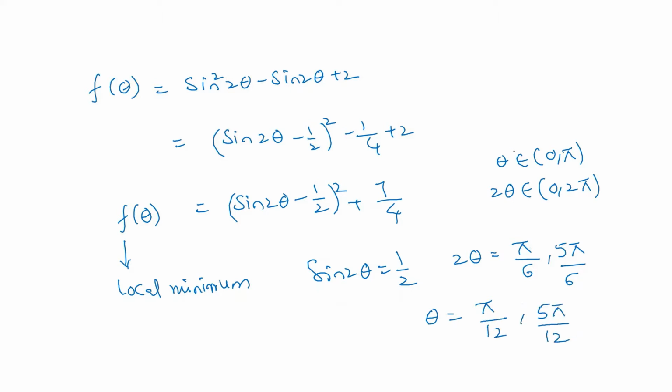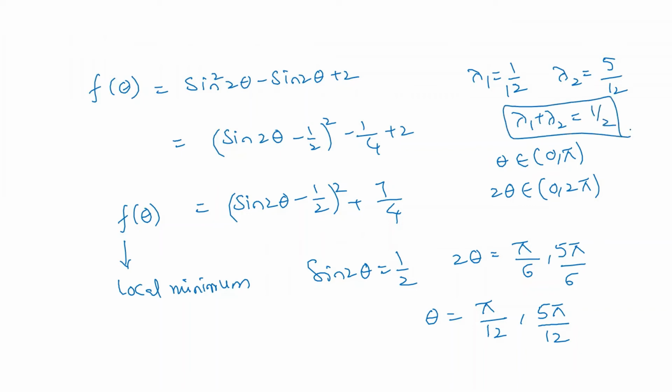Now according to the question, we have to find out lambda 1 pi, lambda 2 pi, and so on, which are the roots. Comparing with this, we are going to get lambda 1 equal to 1 by 12 and lambda 2 is going to come as 5 upon 12. And they're asking what is the value of lambda 1 plus lambda 2. That is going to come as 1 upon 2 when you add this. So the answer for this question is going to be 1 by 2 or 0.5.